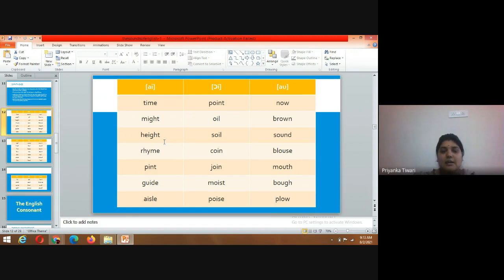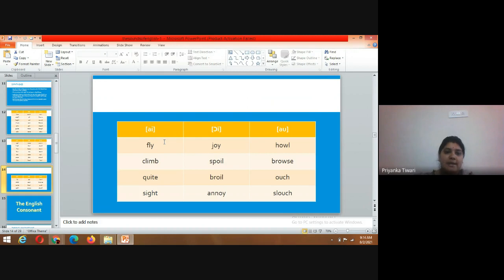Guide, and now point, oil, soil, coin, join, moist, poise, and now ow: now, brown, sound, mouth, bow, and plow. Now the sound of "eye": sigh, fried, fire, buy, pie, price, die. And now noise, boil, toy, voice, ploy, hoist. Now grown, cloud, town, count, out, proud, found.